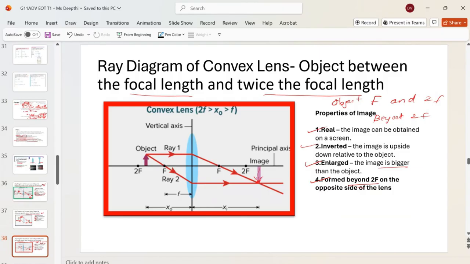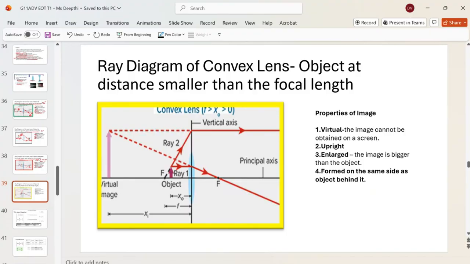So the first and the third pictures are opposite to each other, so you can learn the properties in that way. Now the last picture for the convex lens is different. This is a case in which a convex lens forms a virtual image. So a convex lens is a lens which can form both real and virtual images. It can form a virtual image only in one case.